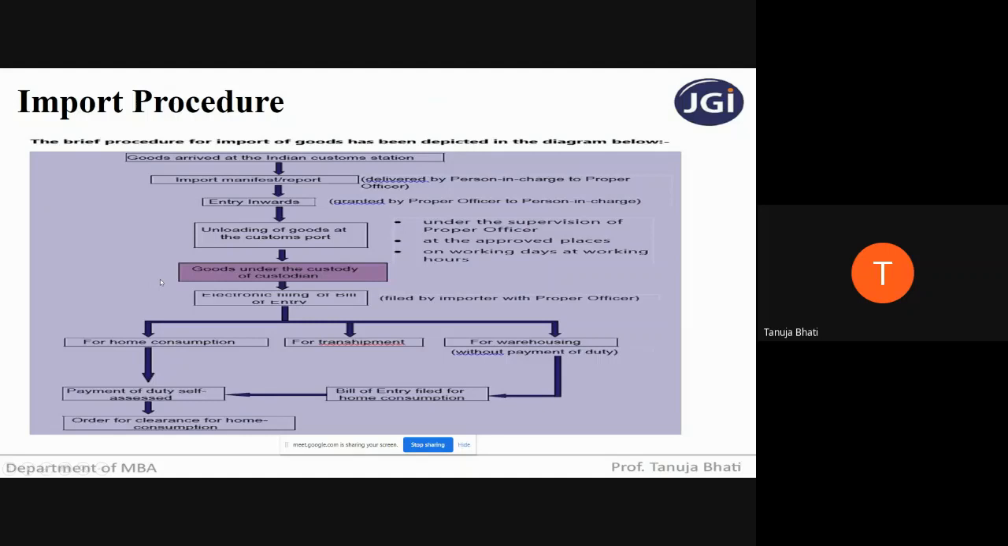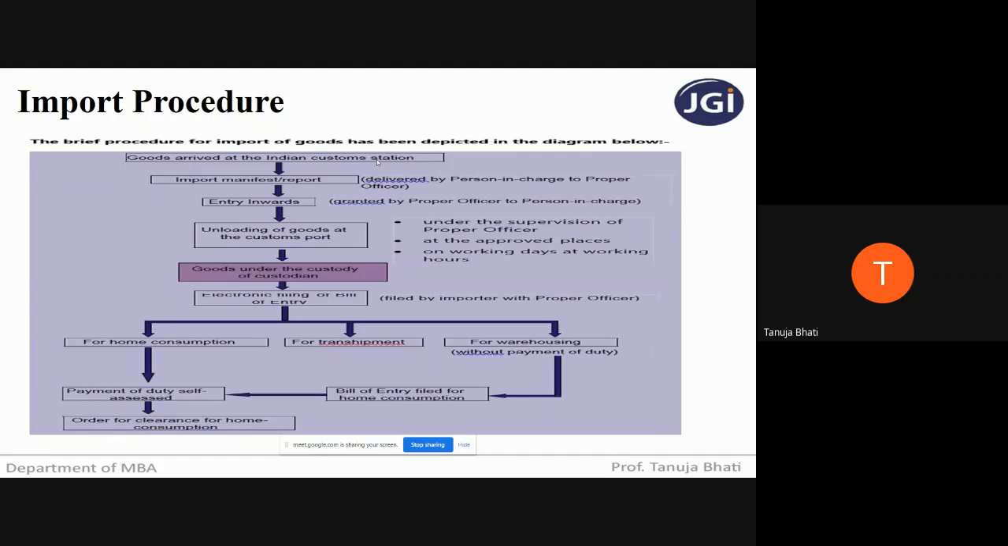First of all, the goods arrive at the Indian customs station. First and foremost, when you are importing goods from outside India, the goods travel and reach the Indian customs station. Now, what is a customs station? Customs station can mean any custom port, custom airport, international courier terminal, foreign post office or land custom station. Suppose the goods are coming through a ship or vessel, that is through sea, then the customs station will mean the custom port.